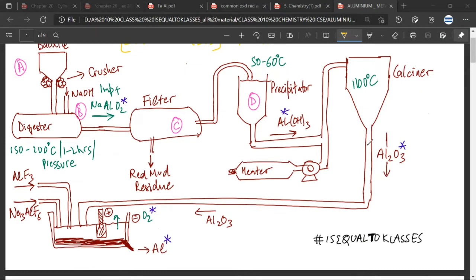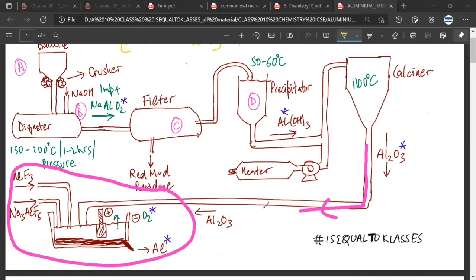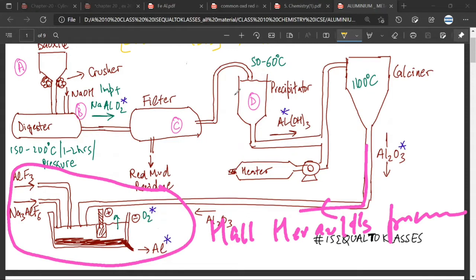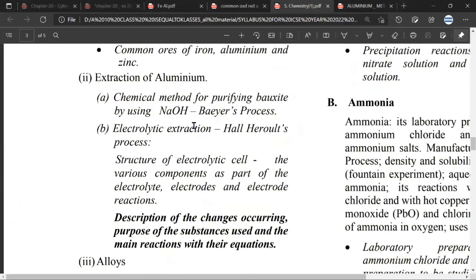So this alumina feed is taken to this electrolysis. And this is the second part of your syllabus, which is the HALLHERAULT process. Mr. CB, any doubt in there? No doubt. So fundamentally, there are two broad things which are happening. That is what your syllabus is also saying.